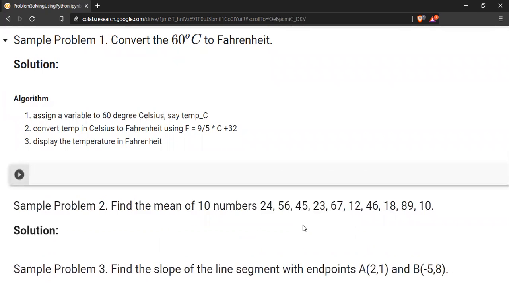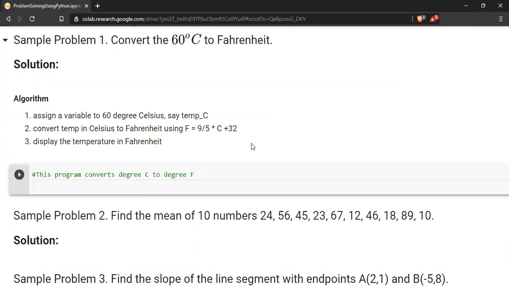Okay, so after creating my algorithm, it's time to create my Python code to display the temperature in Fahrenheit. We will start our code by creating a comment. So this is a comment. A comment starts with a number sign, or commonly known as hashtag. That is a number sign. I can call this program, this program converts degree Celsius to degree Fahrenheit.